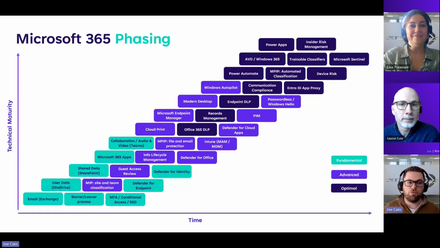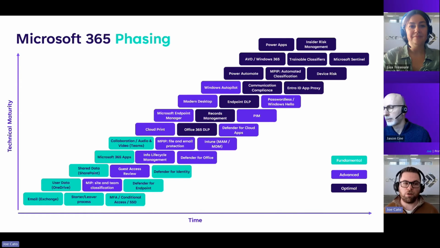Cool. So we're now starting to move on to the optimal stage. And at this point, the advanced phase is generally complete and you're ahead of most organizations in terms of that technical maturity. So as you can see, this phase is very heavy on that compliance platform with other items that may or may not be suitable for all organizations. Some good examples of that are application proxy or Azure Virtual Desktop. As you start to near the top of this roadmap, your attention should start to turn from migration and deployment to the ongoing management and usage of that security and compliance data.